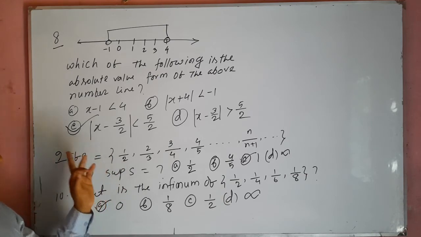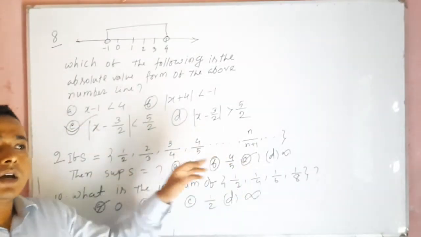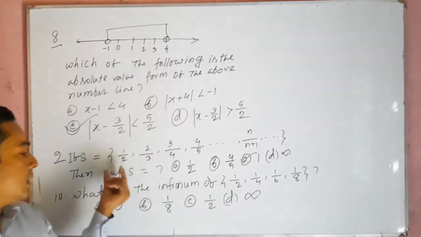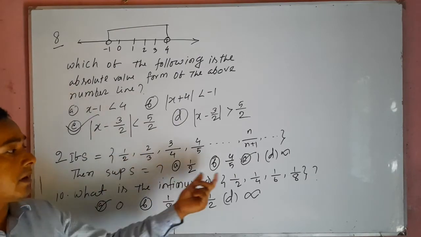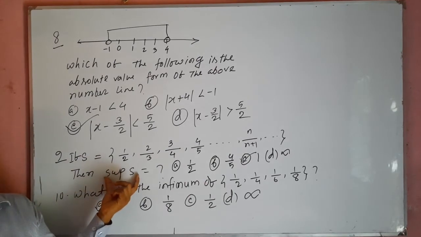So all numbers must be less than 1. It may be 2 or 3 as upper bounds, always this number is less than 2, but the least one is 1. That is called the supremum of S.